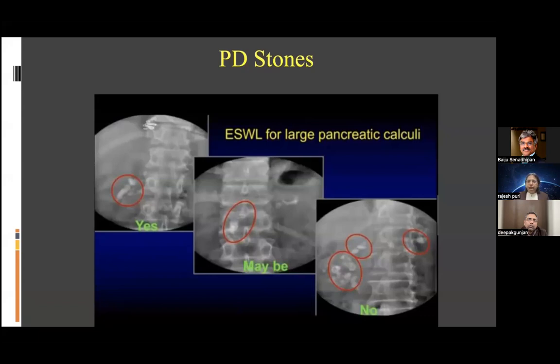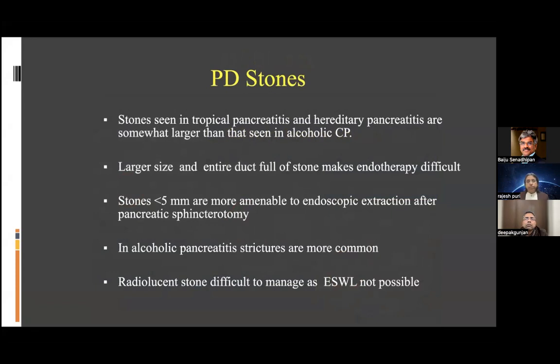But if the patient has disease in the head, body, and tail of the pancreas, it is better not to do endotherapy. If a patient has ductal disease requiring treatment, it is better to subject these patients to surgery. I think there's no ambiguity. Trying endotherapy multiple times and later subjecting the patient to surgery is going to increase the cost of treatment. So I think selecting the right patient for endoscopy is also important.